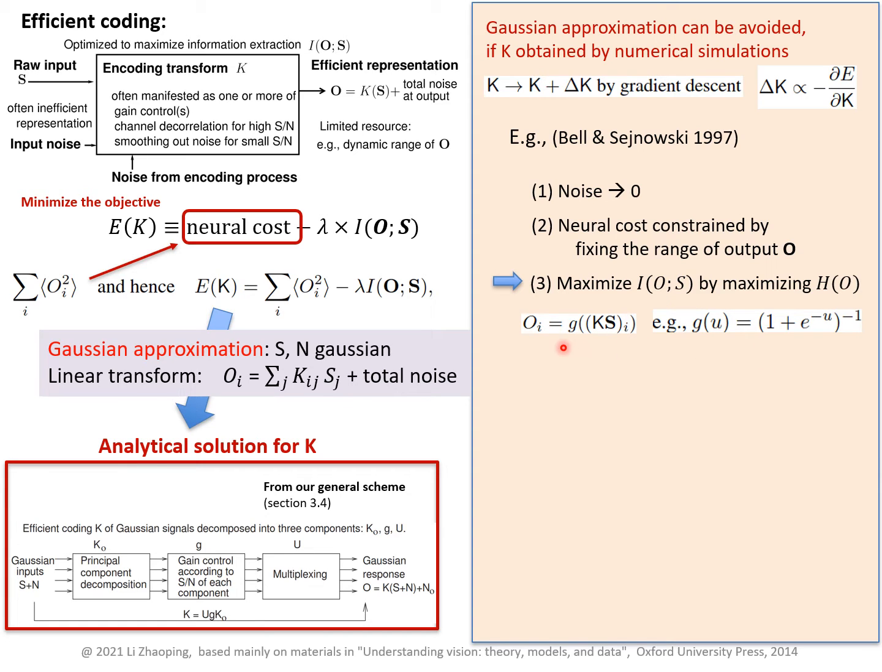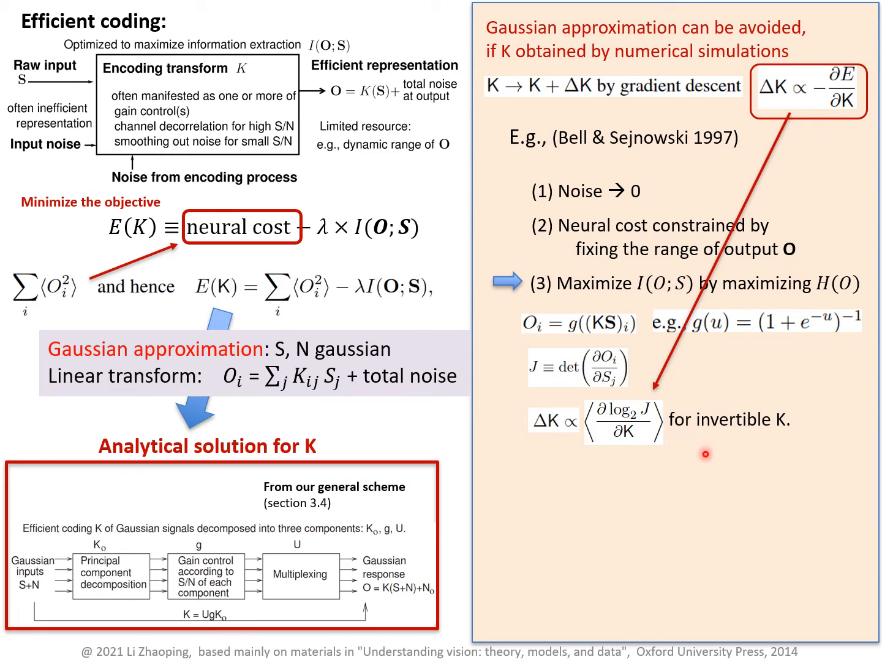Now, taking O as a pointwise monotonic function of the linear transform of S with a fixed dynamic range, for example, taking this sigmoid function, then you can show that this gradient descent follows this formula to obtain the efficient transform K. This is an average of this derivative over the ensemble of visual inputs. In practice, it was done by doing this derivative-based adjustment of K over visual image samples as a stochastic gradient descent. So, in this process, it's done by sampling over images of 12 by 12 pixels. And the resulting K gives the V1-like receptive fields.